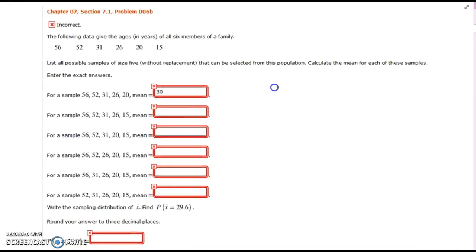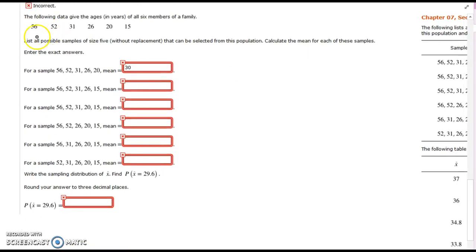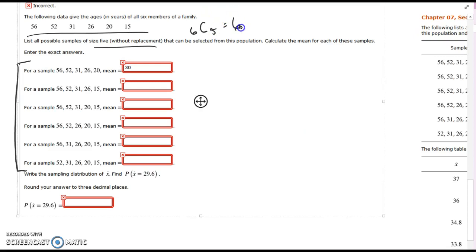Number 6, so what you're doing here is you have 6 data points and you're taking 5 without replacement. So it lists out all the possible combinations, and really there's 6 choose 5, and if you plug that in your calculator, you see that that's going to be 6. 1, 2, 3, 4, 5, 6.